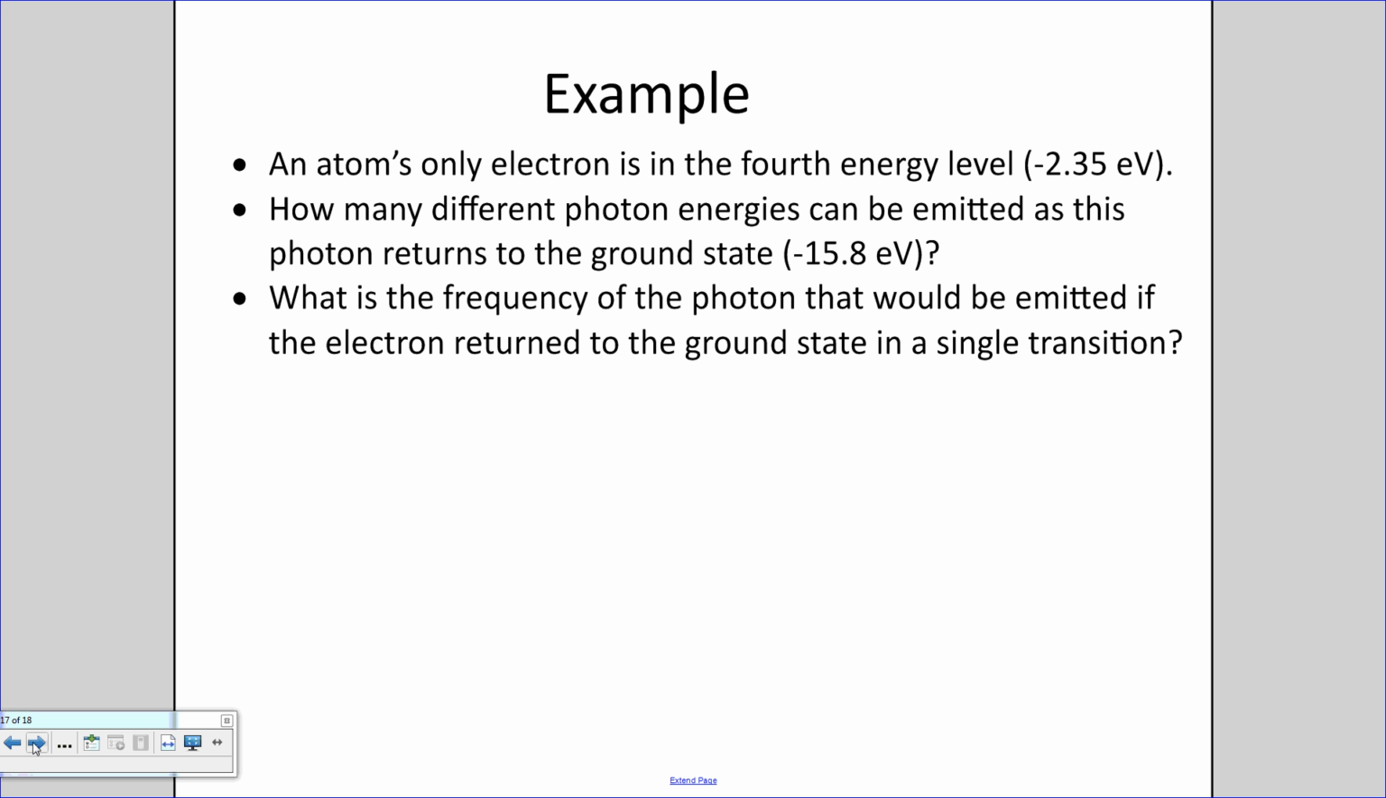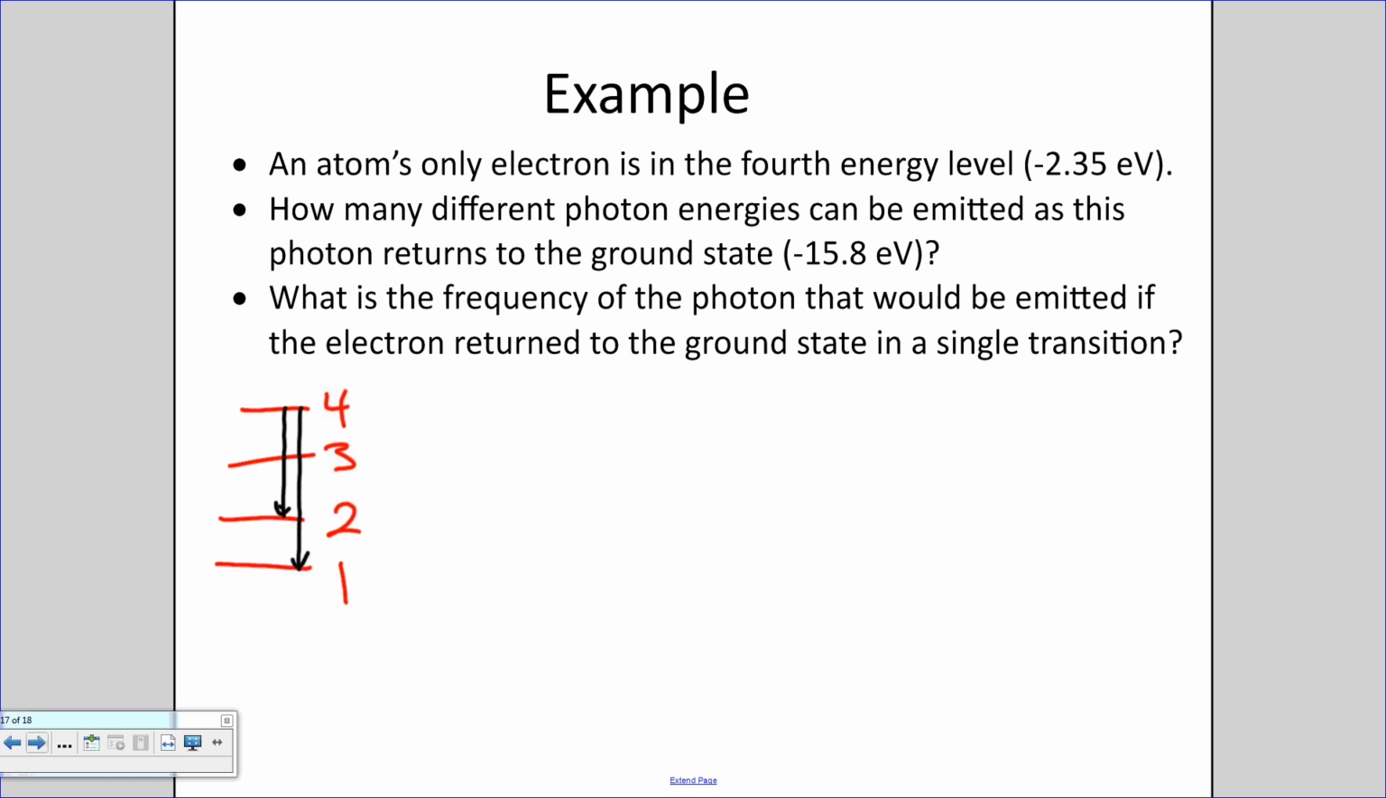All right, real quick example. An atom's only electron is on the 4th energy level. How many different photons can be emitted? All right, so it's going to step down. It's going to go from 4, there's a 3, there's a 2, there's a 1. Now, it doesn't have to step down in one step, but it can. So if it starts at 4, it can go from 4 to 1. It could go from 4 to 2.